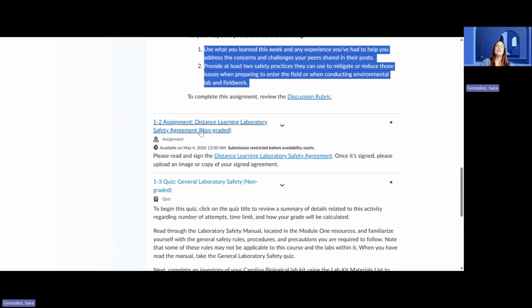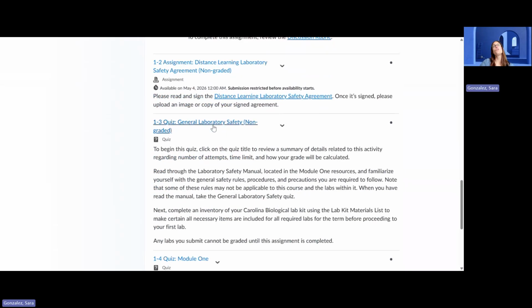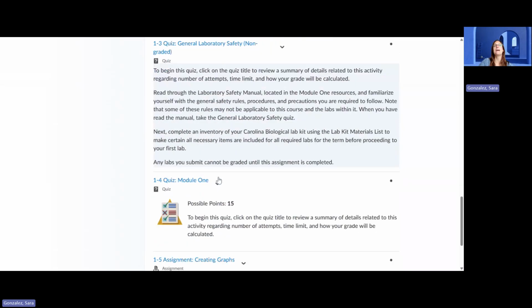There's a lab safety agreement, so please make sure you sign that. PDF sign is totally fine. It's not graded, but please make sure you do sign that because the administration does want this completed before you continue with work. There's also a general lab safety quiz, again non-graded, so make sure you complete that.